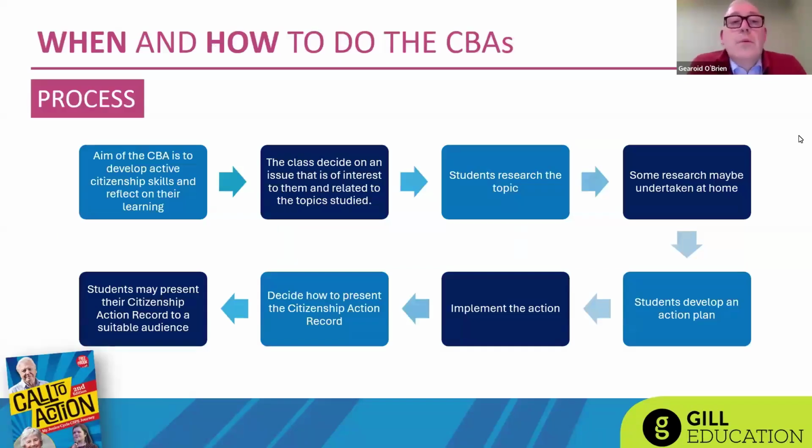So going into the process, the aim is to develop active citizenship skills and to reflect on their learning. That's a key part that has to be in their record: what are the skills that I developed, and how do I know I learned them, or what did I learn. So the class ideally decides on an issue that's of interest to them and related to the topic studied. The students research the topic and may do some research at home. The students then develop an action plan, they implement the action, they decide how to present the citizenship action record, and then they may present it to a suitable audience afterwards.